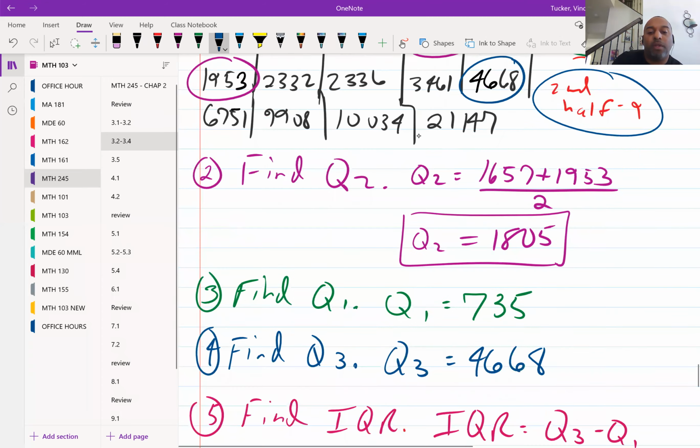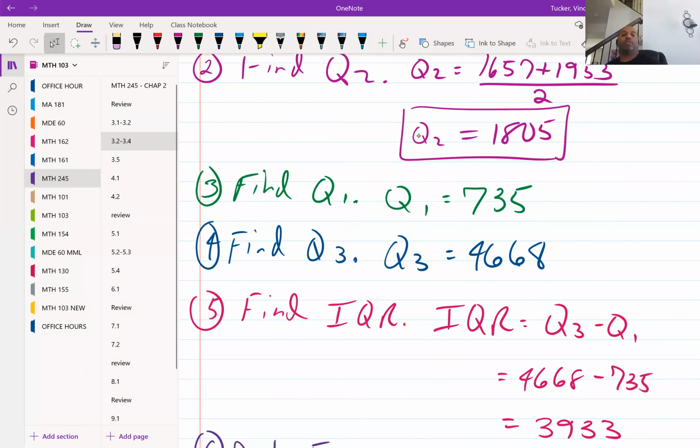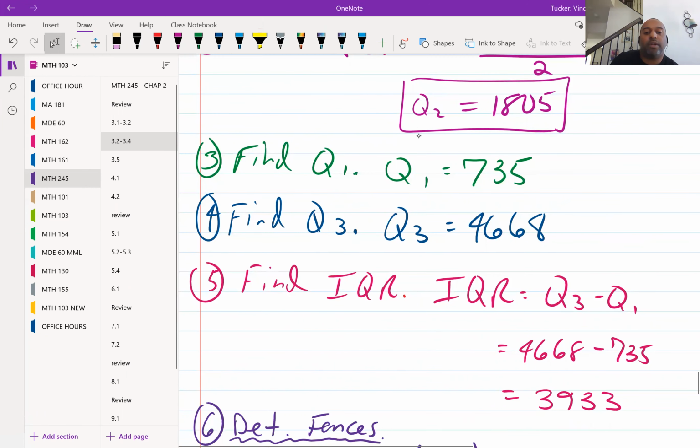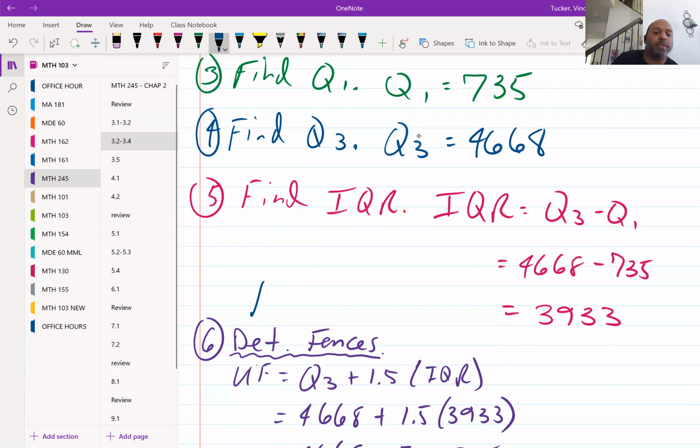All right, step 5, we can find the IQR now, subtracting Q3 and Q1. And now that we have an IQR, we can determine our fences, or boundaries, that will help us to establish whether we have an outlier or not.